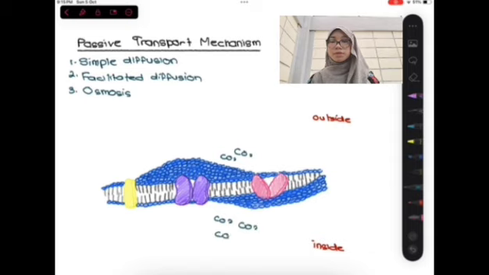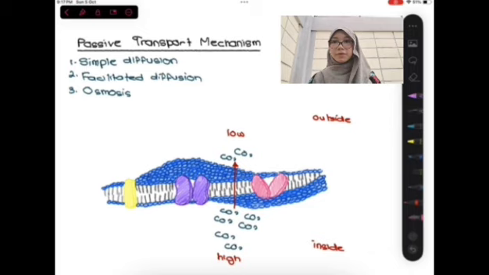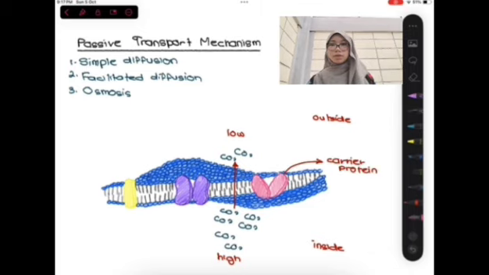Simple diffusion. Molecules such as O2 and CO2 can easily diffuse through a semi-permeable membrane. Facilitated diffusion. Now, this uses a carrier protein. Glucose needs the help of a carrier protein because it can't simply diffuse across the semi-permeable membrane from a region of high concentration to a region of low concentration.